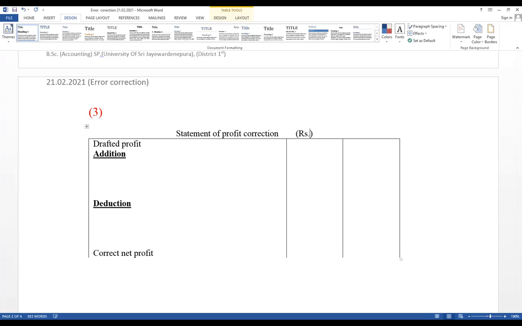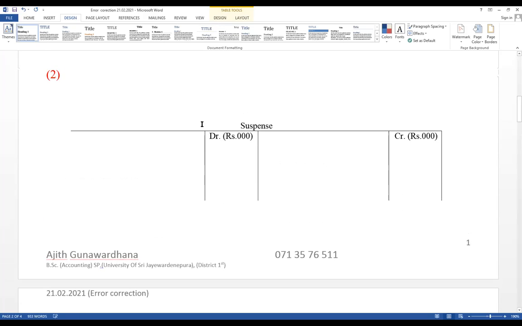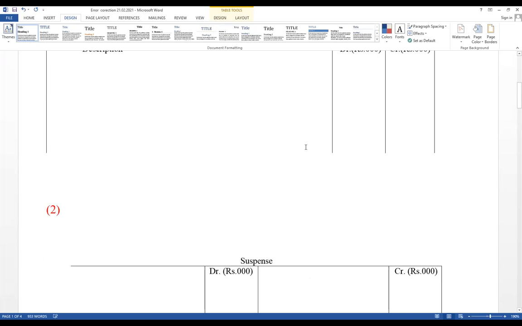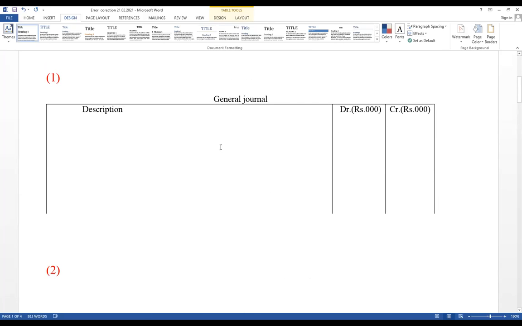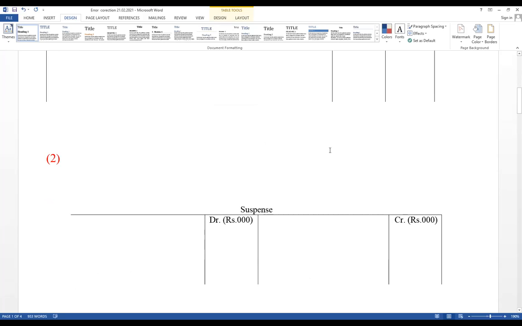Double entry they ask. Double entry should be recorded in the general journal. And suspense account balance they ask. Suspense accounts, T accounts, debit side, credit side. After correcting the above errors, suspense account both sides should be equal. And this is the general journal. Right. Now record the given information.